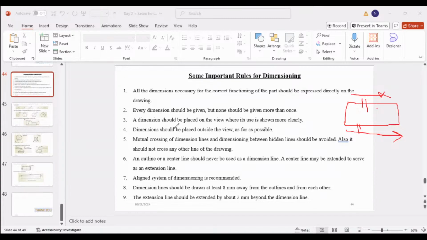Then the third one, a dimension should be placed on the view where its use is shown more clearly. ඒ කියන්නේ මේකේ අපිට දුර ඒ ළඟම තැනක මාක් කරන එක තමයි වැදගත් වෙන්නේ. හරිද? නැත්නම් මෙතන දුර එන්න මේ හරියකින් වගේ මාක් කරාට වැඩක් වෙන්නේ නැහැ.